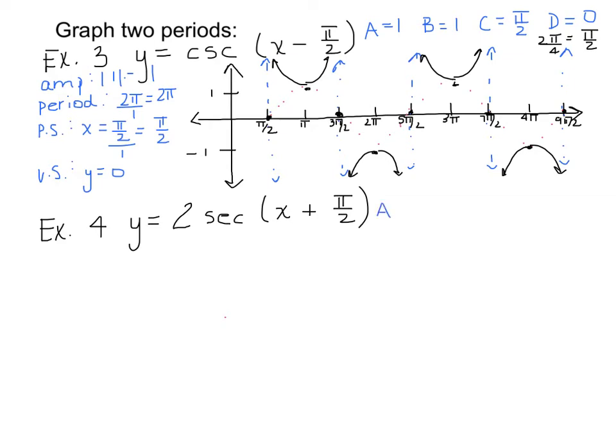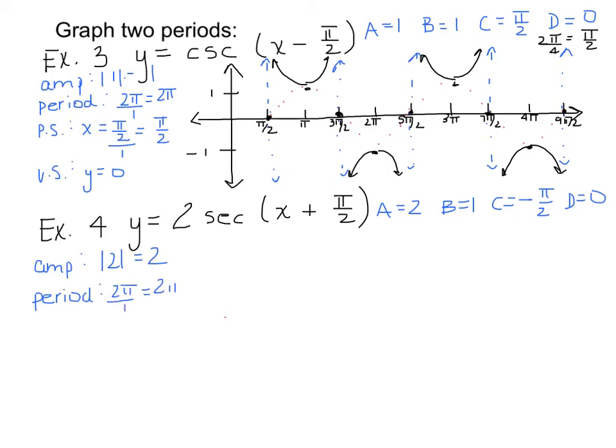So A now is 2, B is 1, C, remember, is opposite, and D is 0. So my amp is the absolute value of 2, which is 2. My period is still 2 pi over B, which is 2 pi.